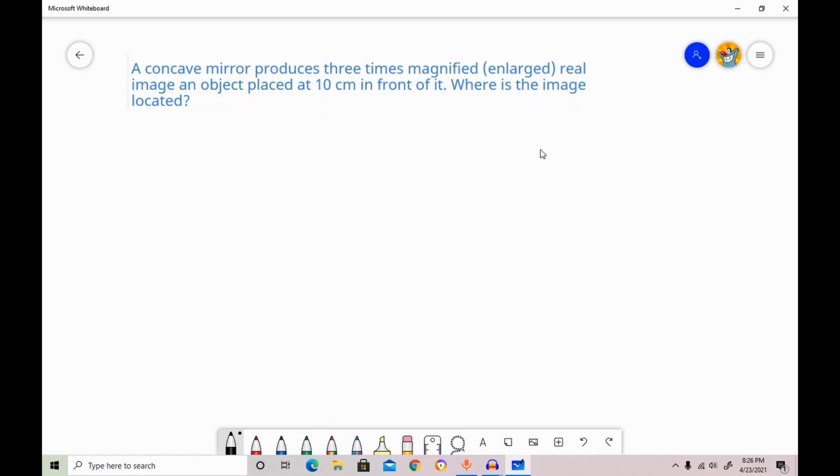So where is the image located? It is asking only for the image distance. So here it's a very simple one. First write m equals -3. Why -3? It is real. The object distance is -10 centimeter. You have to find out v. So the object is placed at 10 centimeter in front of it.